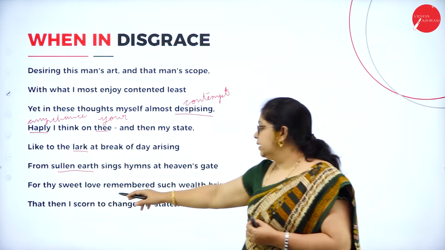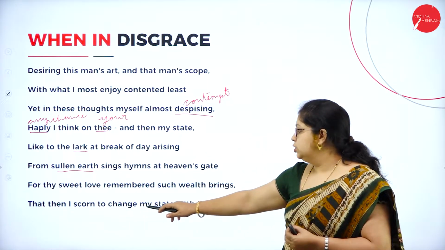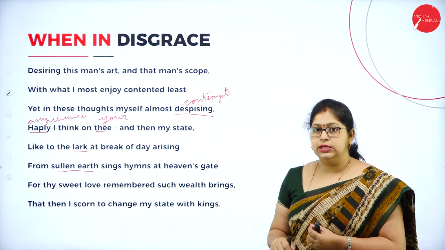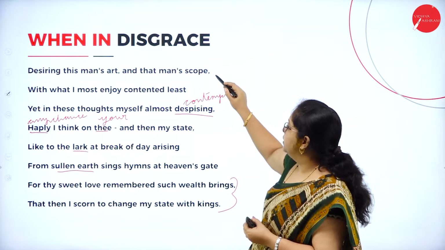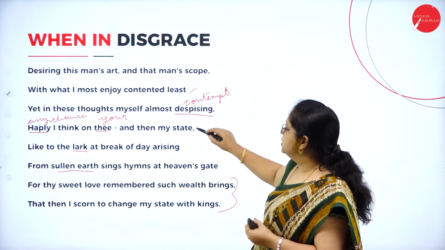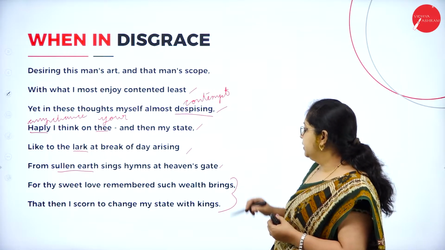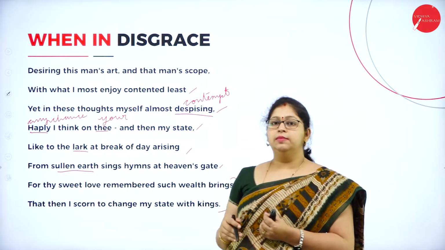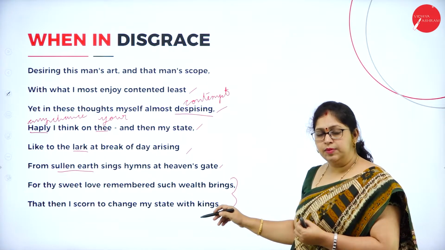For thy sweet love remembered such wealth brings, that then I scorn to change my state with kings. See, these two, they rhyme. Here it is different: least, state, despising, arising, state and gate. Okay. So the rhyming scheme differs here, and the last couplet has the same rhyming scheme.